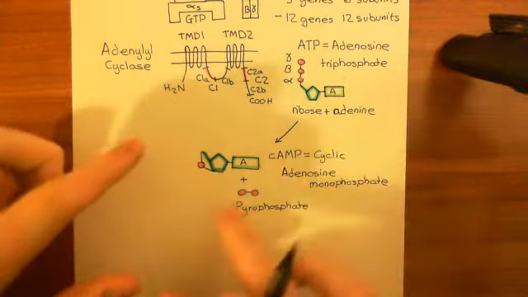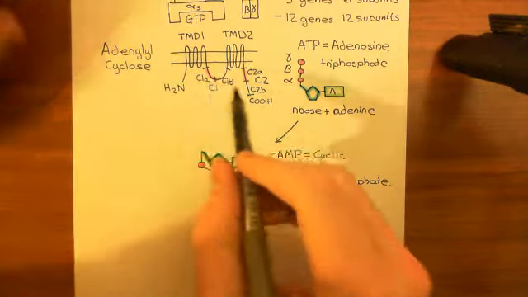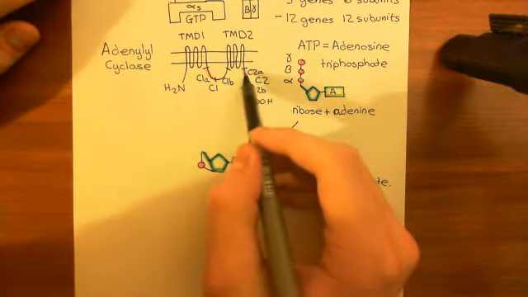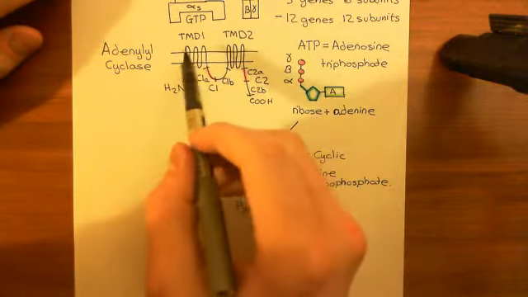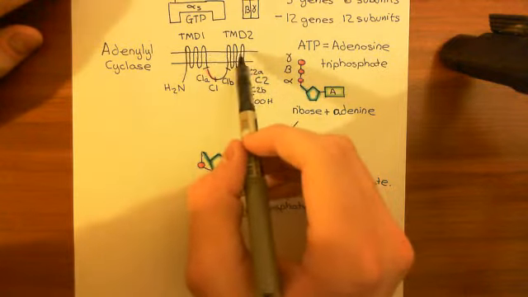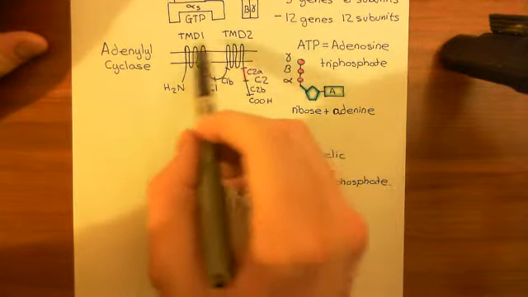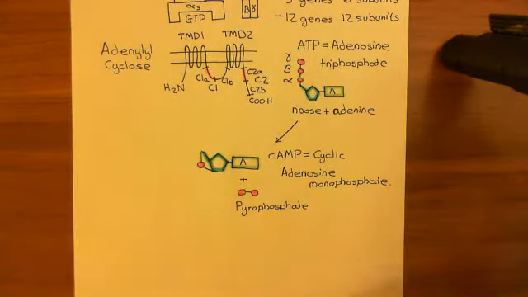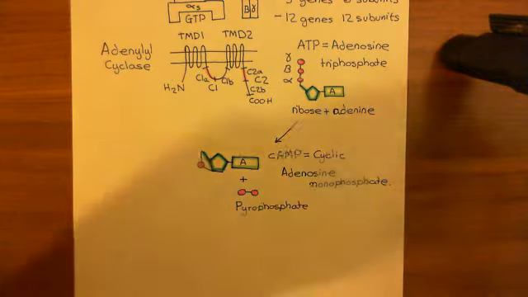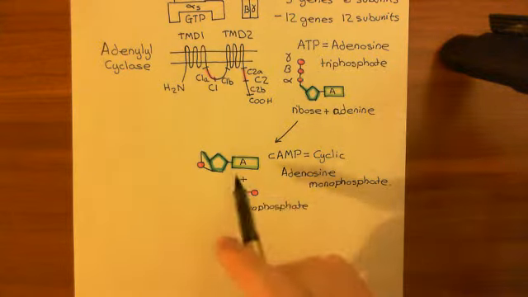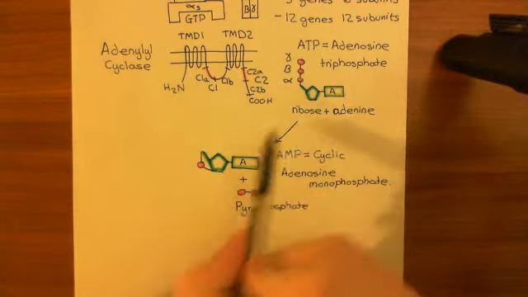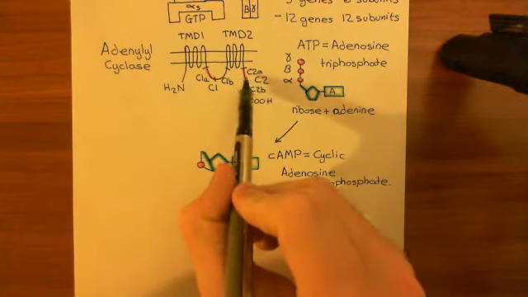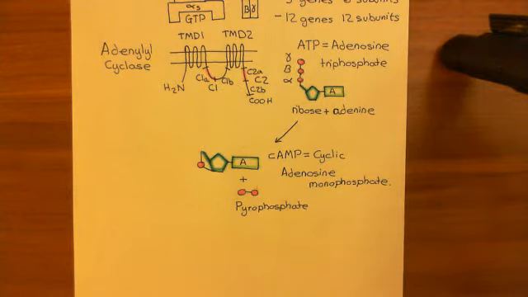The active enzyme that catalyzes this is made from the dimerization of this C1a domain and this C2a domain. So the TMD1 and the TMD2, although they look mightily impressive sitting here, are just to attach the enzyme into the lipid bilayer. They're not actually the portions which catalyze this reaction. The portion that catalyzes this reaction is made from the C1a and the C2a domains. When they come together, that will make an active enzyme which is capable of catalyzing this reaction.